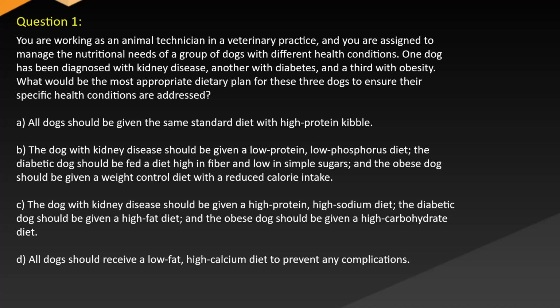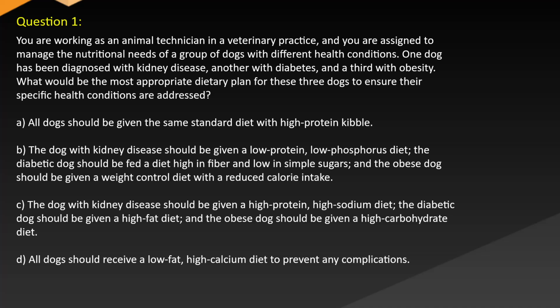Question 1. You are working as an animal technician in a veterinary practice and you are assigned to manage the nutritional needs of a group of dogs with different health conditions. One dog has been diagnosed with kidney disease, another with diabetes, and a third with obesity. What would be the most appropriate dietary plan for these three dogs to ensure their specific health conditions are addressed?